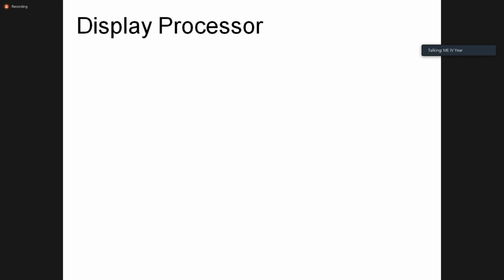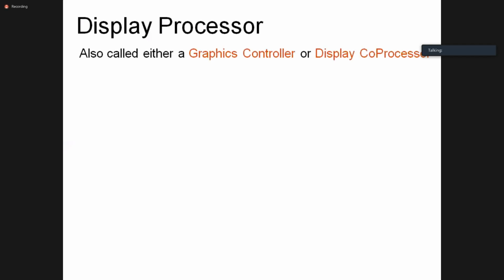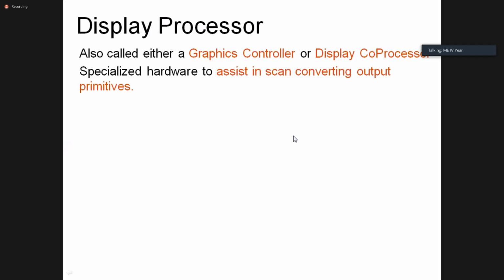If you do the pan, it will take 1 minute of time. Then what is the use of using the CAD system and CAM system? It is also called either a graphics controller or display controller or a co-processor, and specialized hardware to assist in scan converting output primitives. What are the primitives? Please answer my question. What are the primitives according to the geometry?